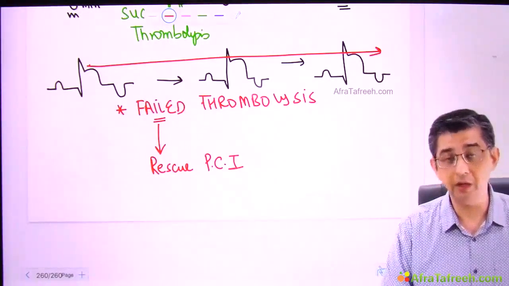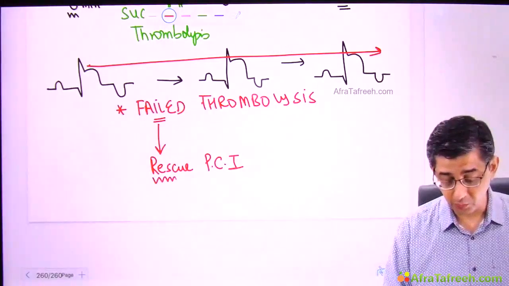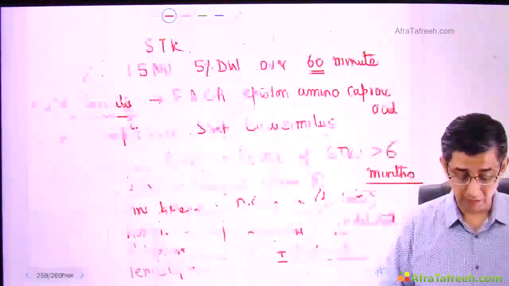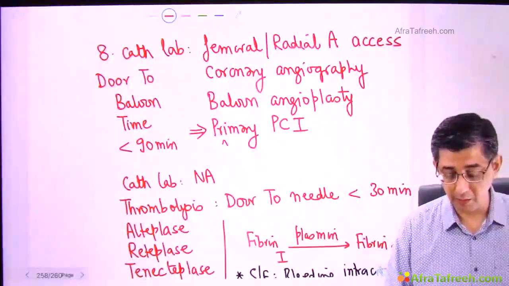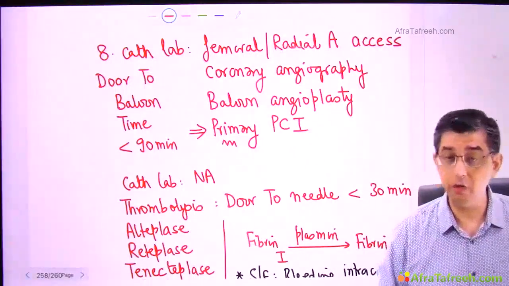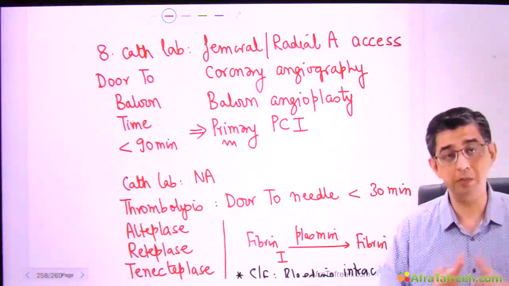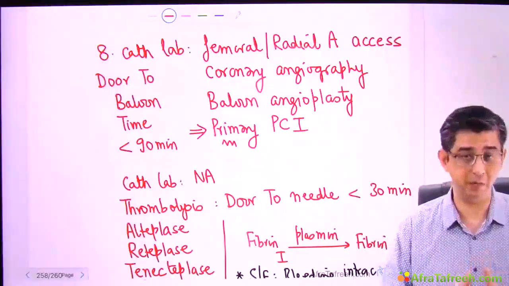Well, what did you learn here? You learned that rescue PCI is a different term from what I was initially mentioning before you as primary percutaneous coronary intervention. You need to understand the difference. In any case of ST elevation MI, the main treatment is primary PCI, because we do it right away. It is a primary PCI.